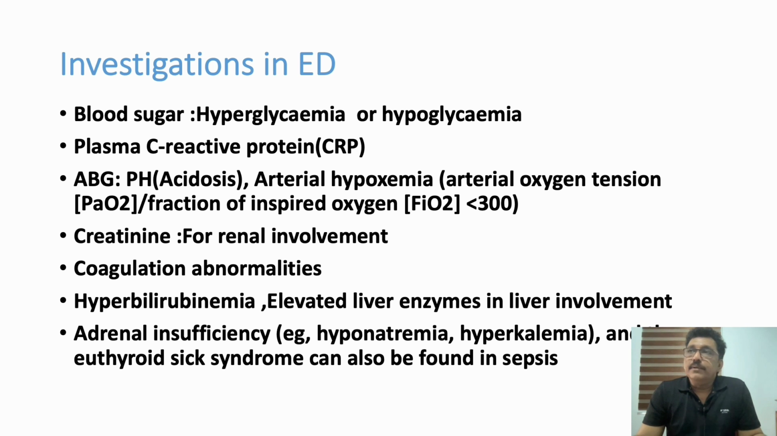Now coagulation abnormalities: you can see prothrombin time, INR, and APTT. They are all prolonged in most of the infections. You can see that when the liver is involved or DIC occurs, these parameters are elevated.